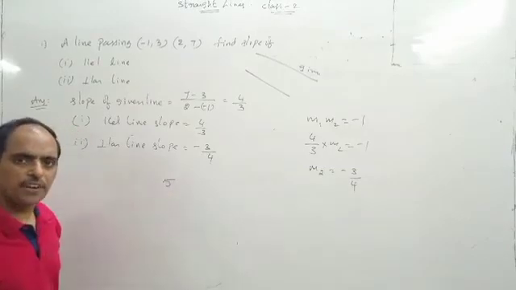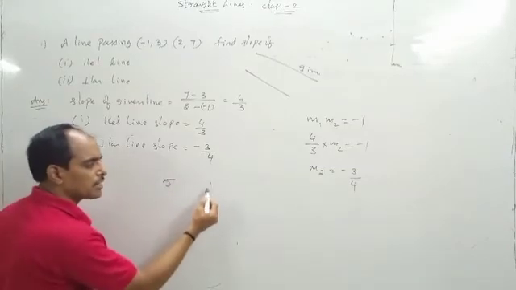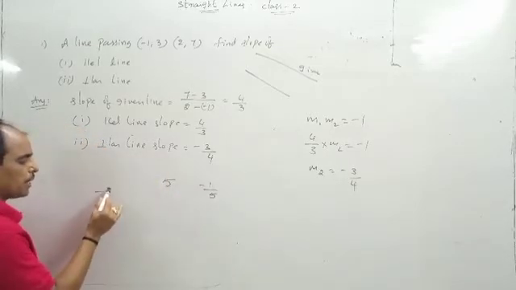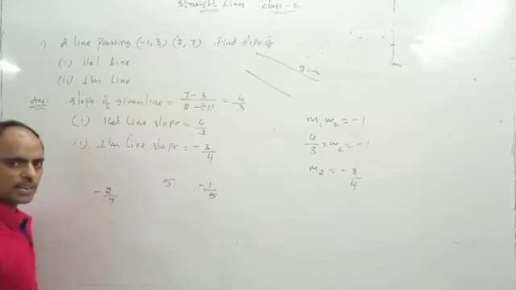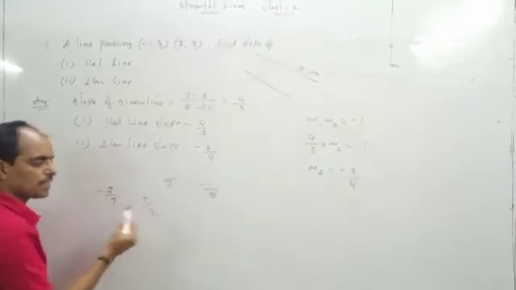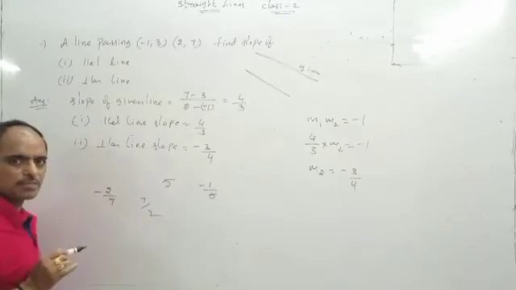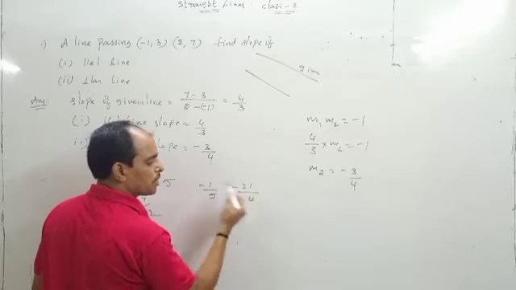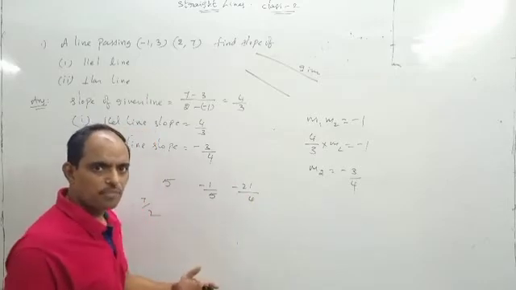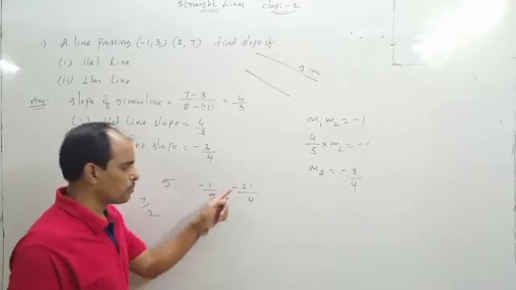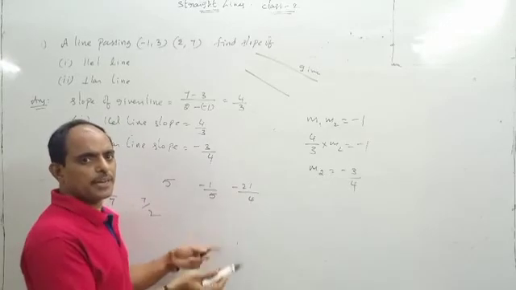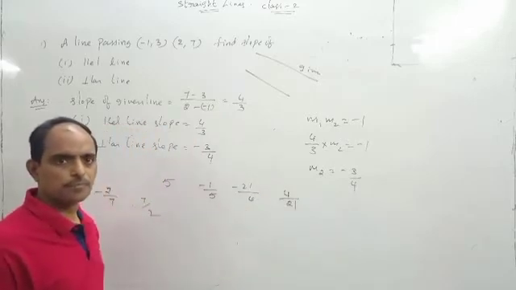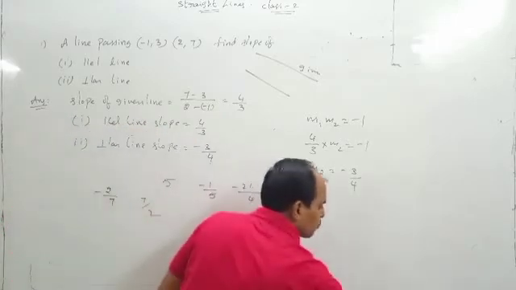If the slope is 5, what will the perpendicular slope be? Reciprocal is 1 by 5, and since it was plus, it becomes minus. Suppose the slope is minus 2 by 7. For the perpendicular slope, take the reciprocal, 7 by 2, and since it was minus 2, it becomes plus. Okay? Suppose slope of one line is minus 21 by 4. Perpendicular slope is just the reciprocal, 4 by 21. Okay? Next.